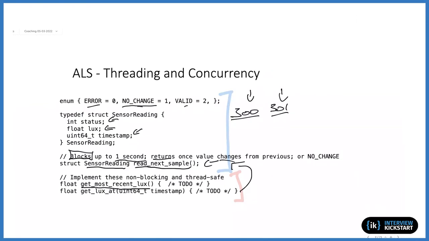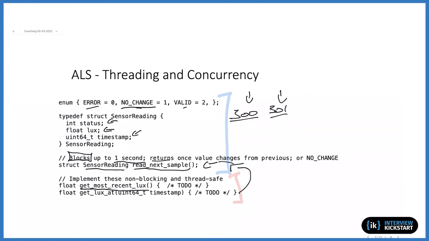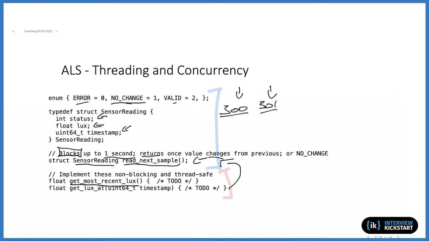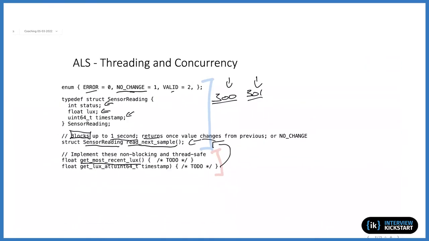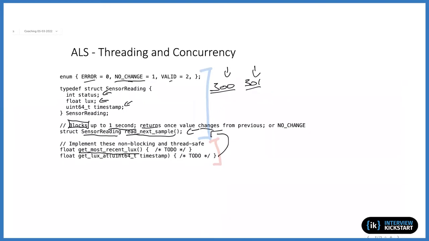I mean, get most recent lux need not be blocked. That means you could just have a most recent value cache somewhere. So a background thread, which is reading the next sample, and that is putting the sample value somewhere. Let's say a queue, right? A circular queue or a queue kind of data structure. And then whenever get most recent lux is called, it just reads the latest value from the cached values, the previously cached values, and returns.